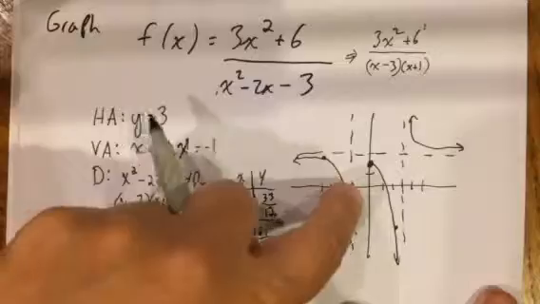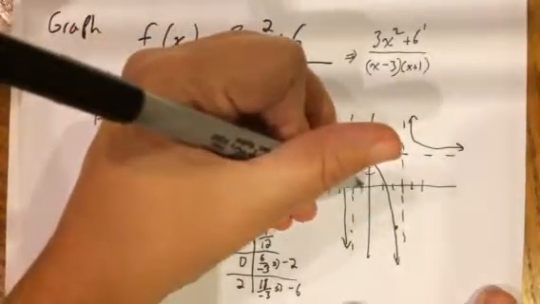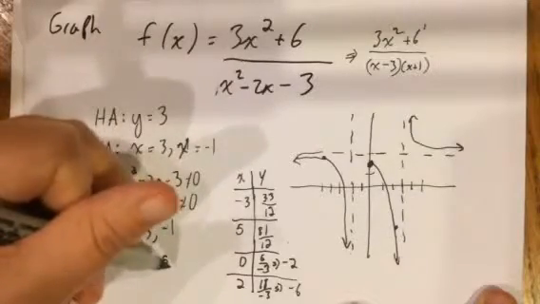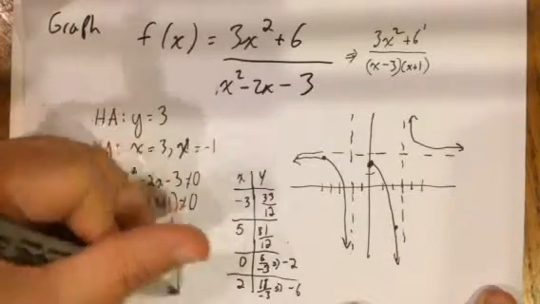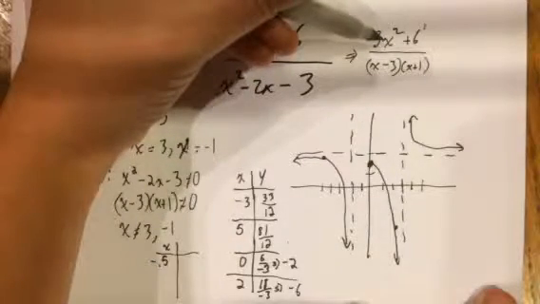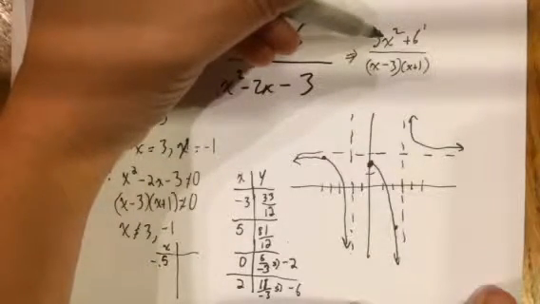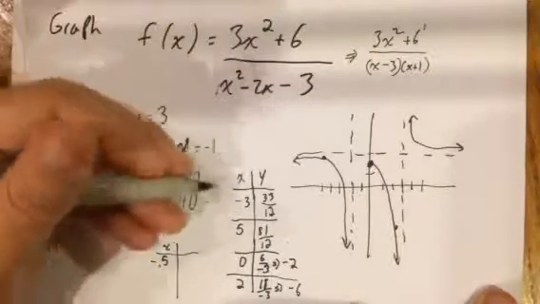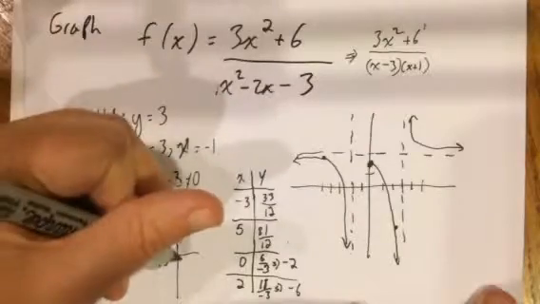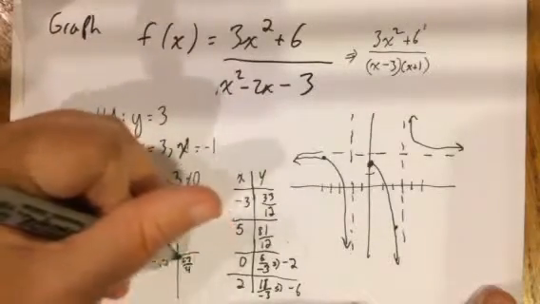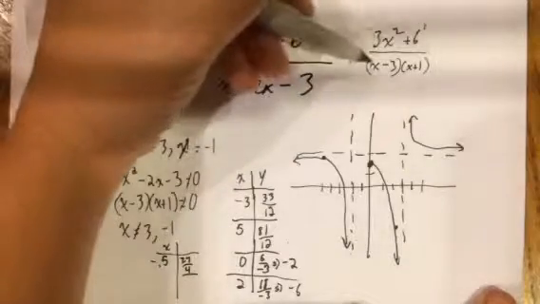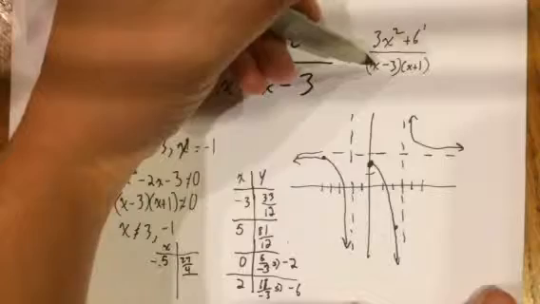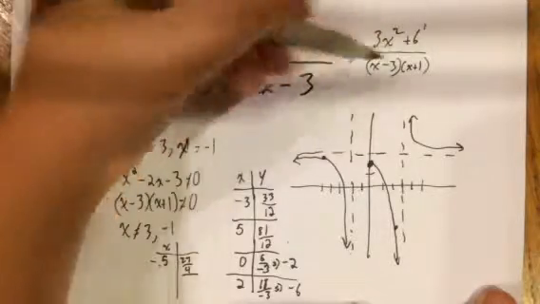I just need to find out how it's going on the other side. So I'm going to plug in a negative 0.5. So I'll go over here to do that. So negative 0.5. If I plug that in for my x, negative 0.5 squared would be 1/4 times 3 is 3/4. Plus 6 would be 27/4 over 0.5 minus 3 is negative 2.5. 0.5 plus 1 is 1.5.